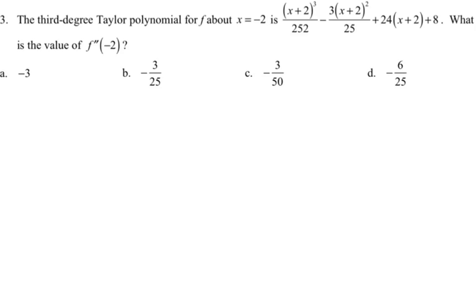All right, so this is basically the same question. I'm going to find the coefficient of the quantity x plus 2 squared, which is negative 3 over 25, and I know that that is the second derivative at negative 2 divided by 2 factorial. So we set this up, and then I'm going to multiply by 2 factorial, which is just 2, so I will end up with the second derivative at negative 2 is negative 6 over 25.